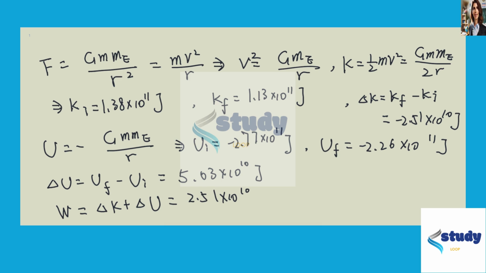So for the last question, the work done, the work changed the total energy of the system. So it's the sum of the changes of the system. So it's basically the change of kinetic energy plus the change of potential energy. It's going to be 2.51 times 10 to the 10 joules.